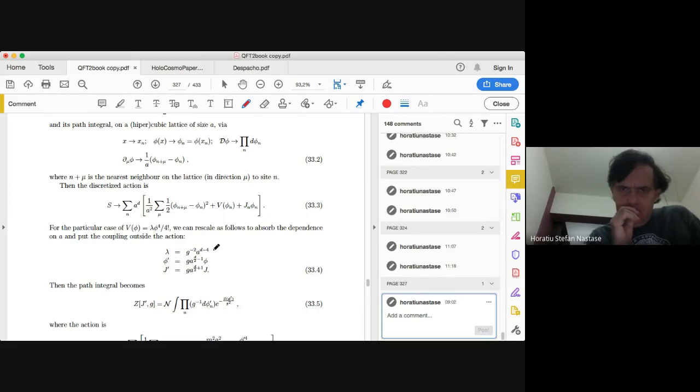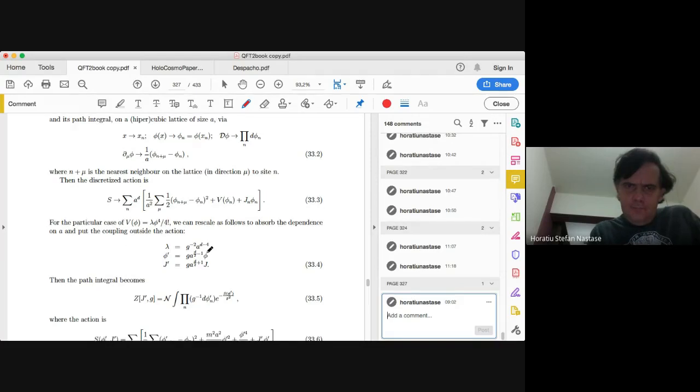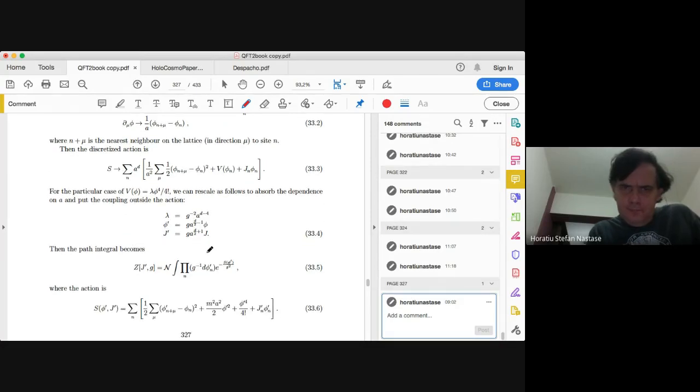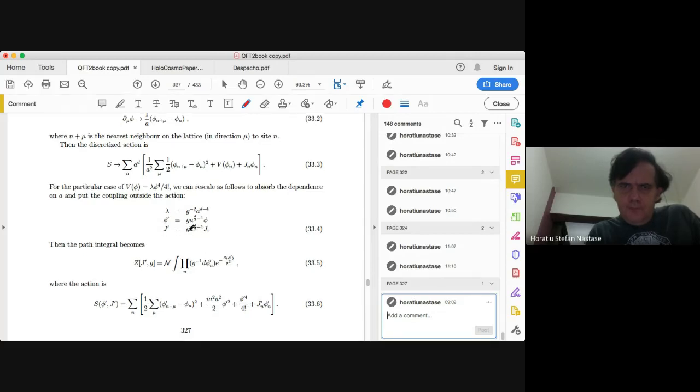Something is wrong here. Depends on G is wrong. Well, let's see. Okay, so this is correct. Phi is written as phi prime over G, and also over 1 over A to the D over 2 minus 1.